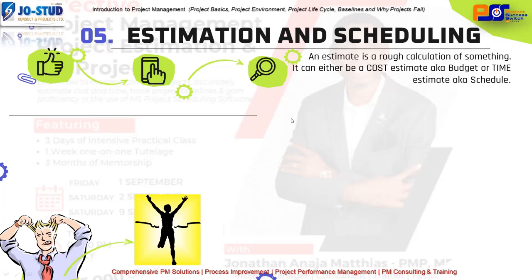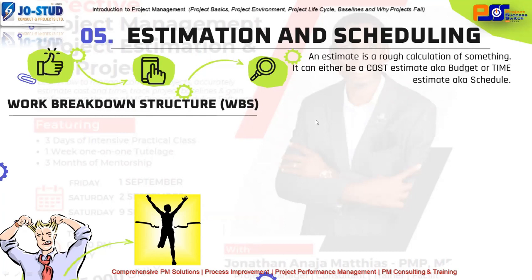Now, an estimate is a rough calculation of anything. Estimation is not only money. You also estimate time, and you also estimate work. So let's just not think that when we hear the word estimate, it's about money alone. No, you can estimate your time, you can estimate your work. So a rough calculation of anything, it can be time, it can be money, is what we call an estimate.